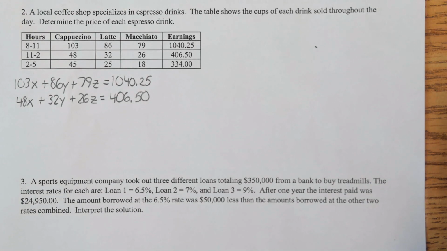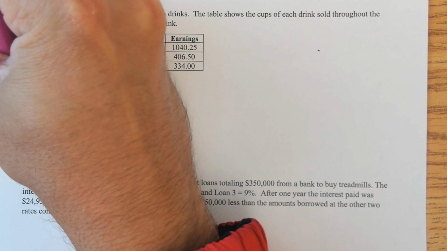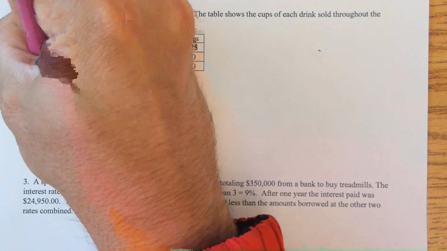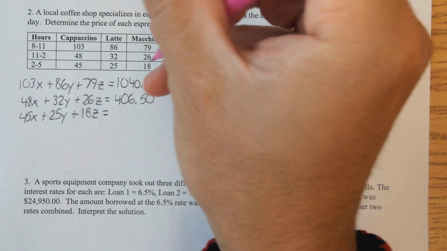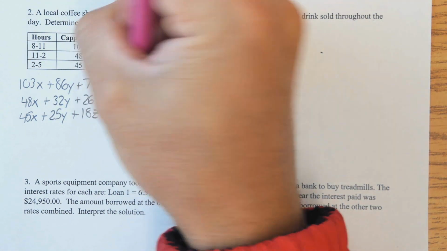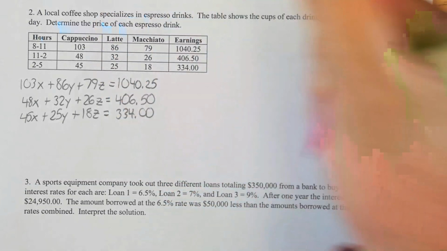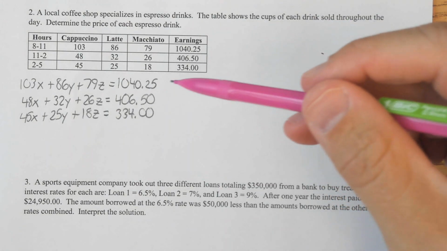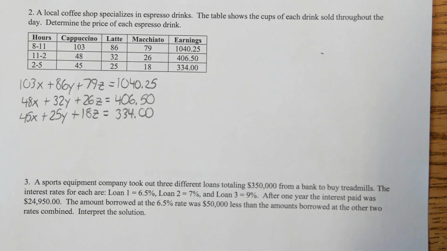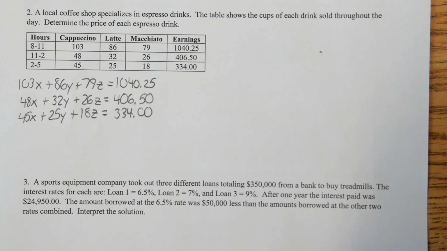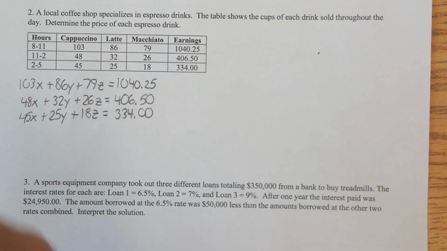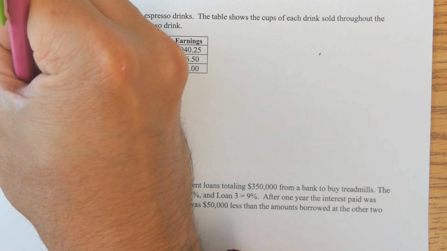And then last but not least, we're going to get 45X plus 25Y plus 18Z equals $334. So there's our system, right? Now if we want to go ahead, what are we going to do to solve for that? Well, we're going to do what we learned on Friday. Let's first off write that as a matrix equation. So as a matrix equation, it's going to look like this.